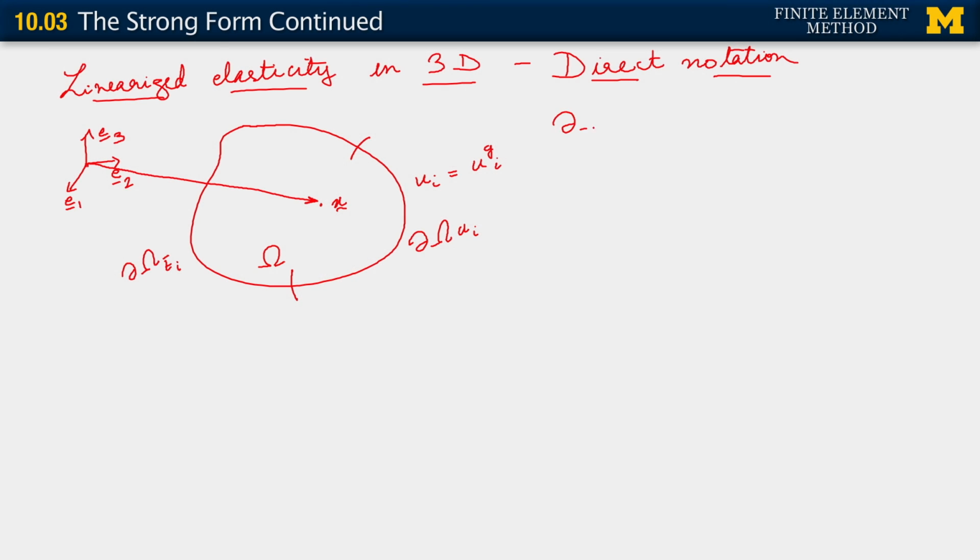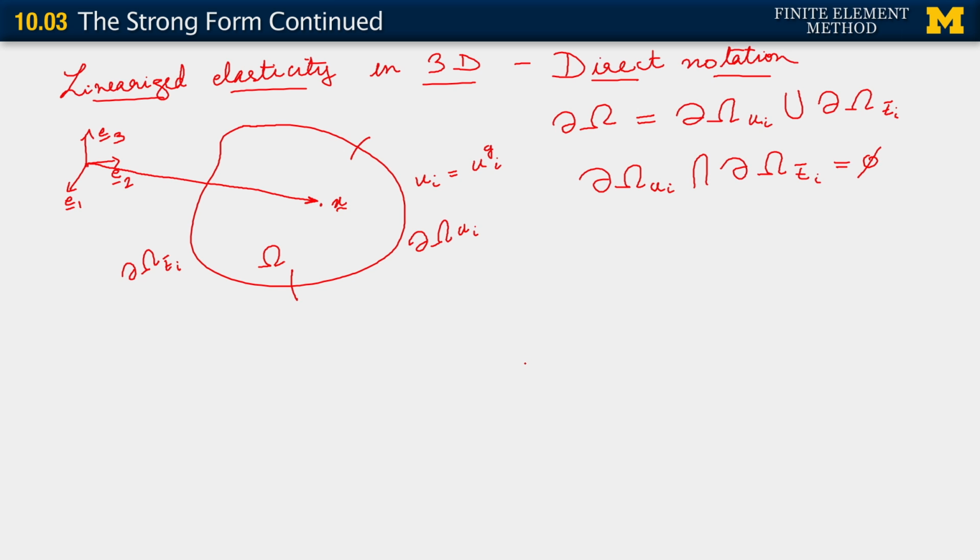So we have, of course, that the boundary is equal to the Dirichlet boundary union the traction boundary, the Neumann boundary, and furthermore, for each such decomposition, the intersection is empty. Those boundary subsets are disjoint.